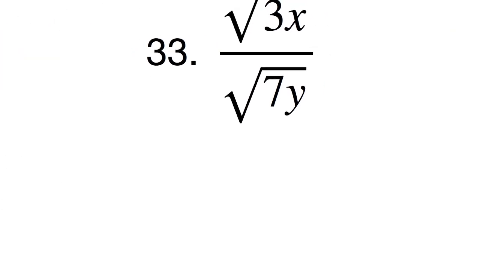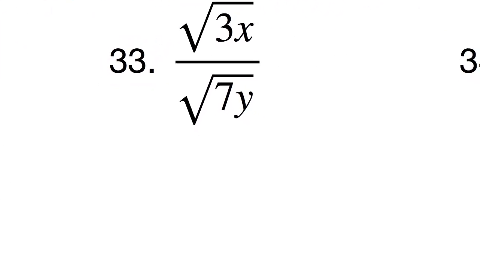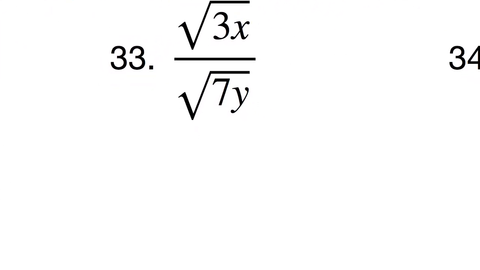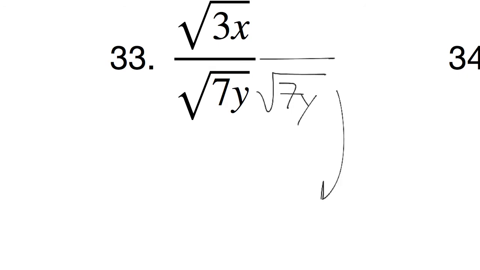Alright, same thing here. We have to somehow get this... well, why don't we just multiply it by 7y, the denominator? If we multiply that by 7y, then the fraction becomes 7y in the denominator, which is what we want. We want no radicals in the denominator.